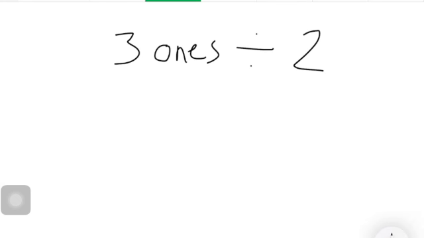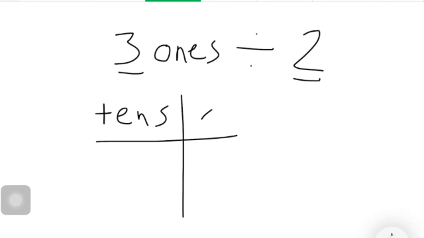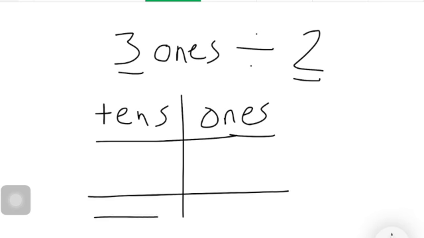And we're going to look at this number here, 3 ones divided by 2. Now, what's the whole? Well, it's 3, right? And it's split up into how many ways? It's split up in 2 ways. So you're going to make a place value chart. And our tens and ones. So to split it up, we're splitting it up 2 ways. Remember, we're drawing that and that.